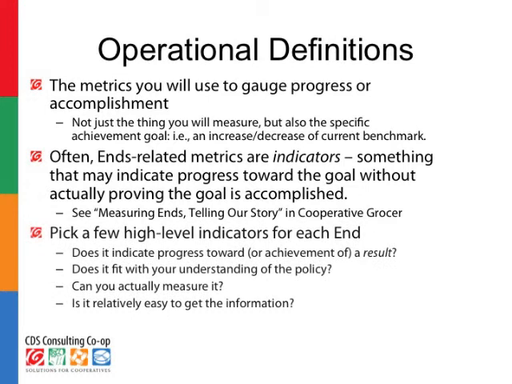For each of your ends policies, the best way to go about thinking about the reporting and the movement is to think about what are a few high-level indicators, a few things that make sense, a few things that could be measured, a few things that you believe would show movement towards the goals indicated in the ends policy.